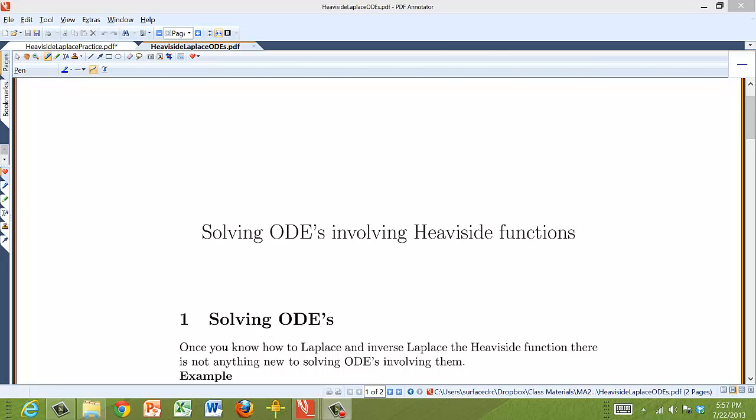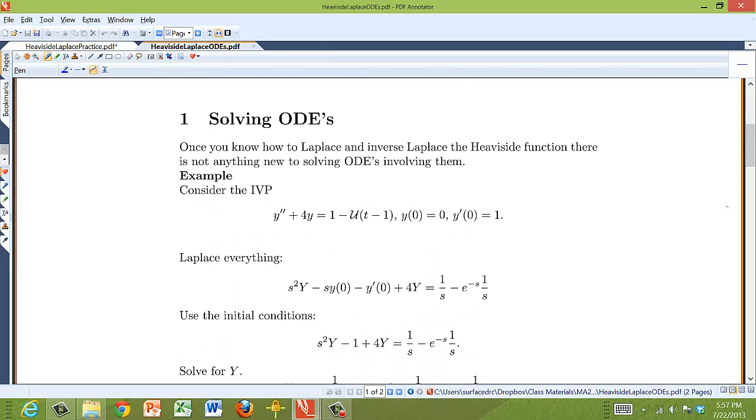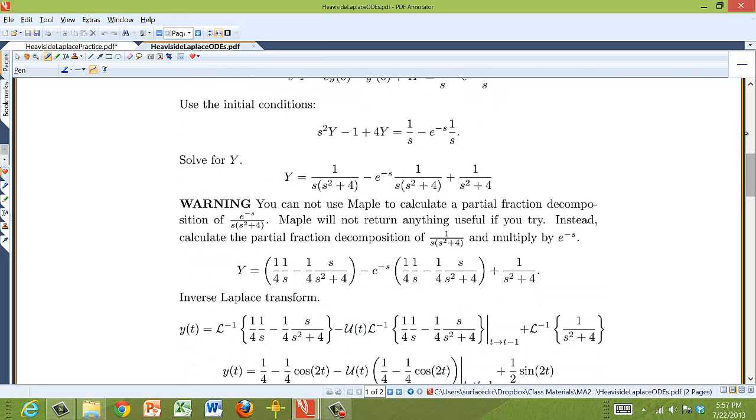Okay, let's talk about ODEs involving Heaviside functions. This first section is just an example of solving an ODE that involves a Heaviside function. There's absolutely nothing new here, other than this involves a Heaviside function, but everything's the same. You Laplace transform everything, use the initial conditions, solve for y. Everything is very standard. There's only one thing I want to alert you to.